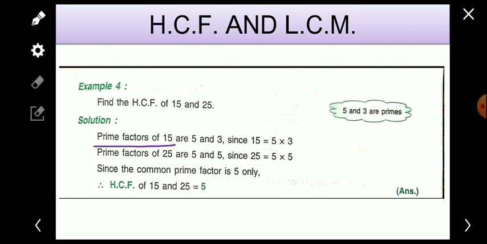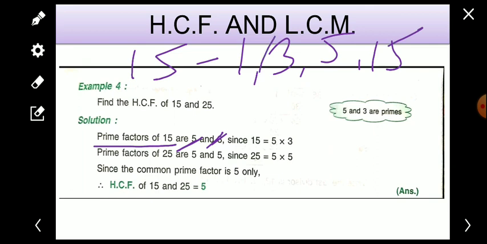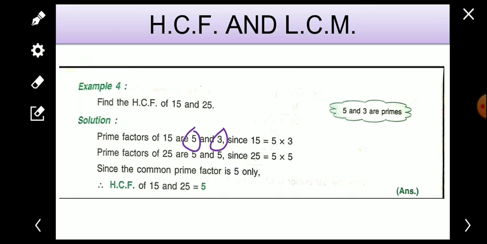So the prime factors of 15 are 5 and 3. The factors of 15 are 1, 3, 5 and 15, four of them, but among these two are prime numbers. So the prime factors of 15 are 5 and 3. In the form of prime factors we can write 15 is equal to 5 into 3, and like that the prime factor of 25 is 5 only.